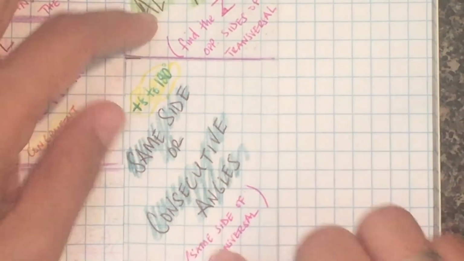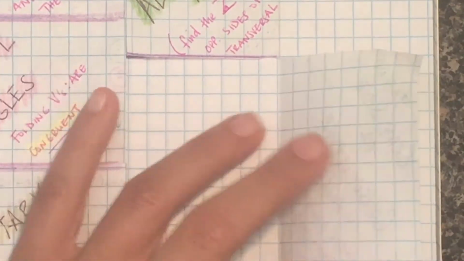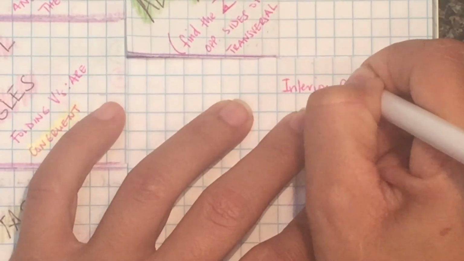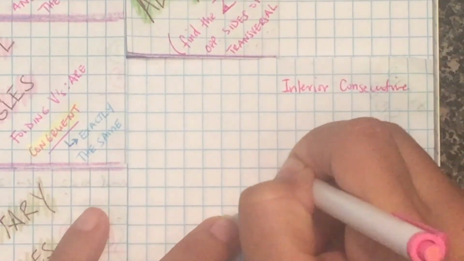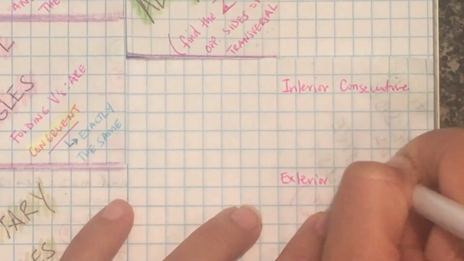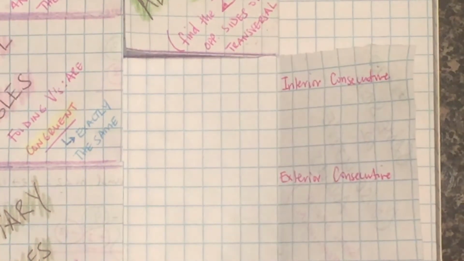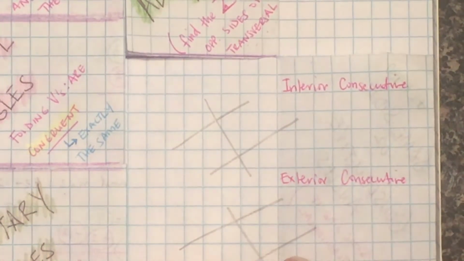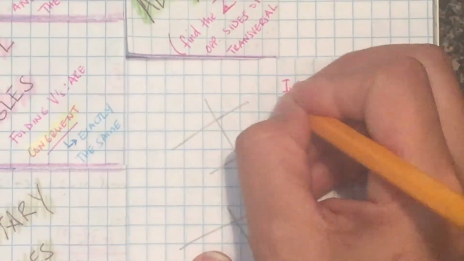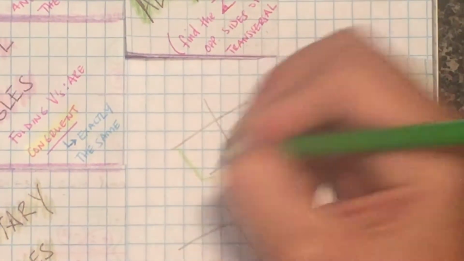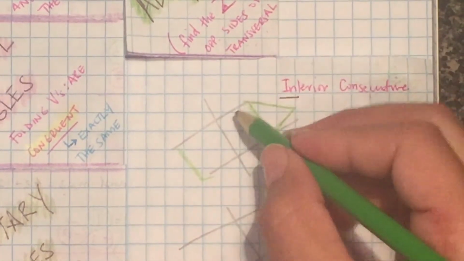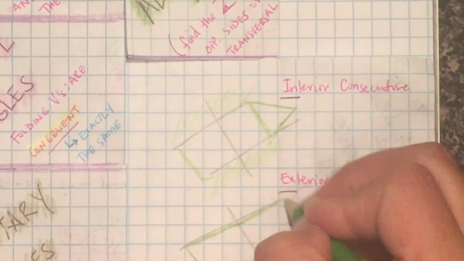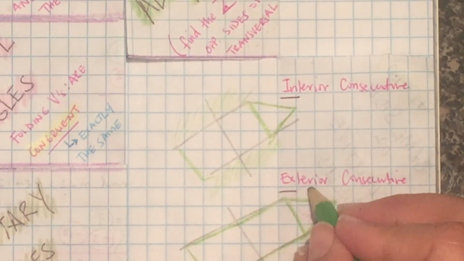Alright, same side or consecutive angles. So you'll see both wordings. Also has interior and exterior. Right, so interior, inside, exterior, outside. I'll go ahead and draw my house. This is a listening check. Put a smiley face anywhere right here.